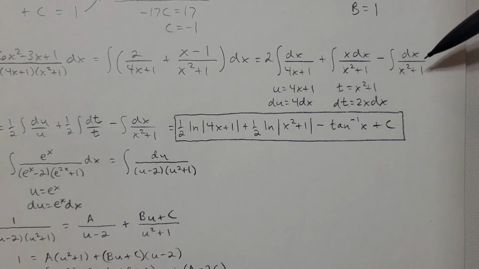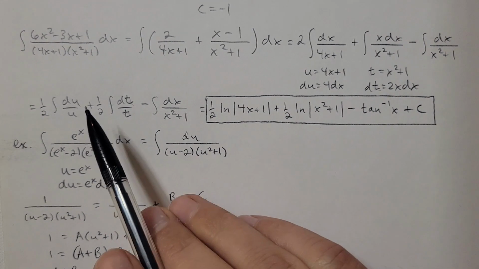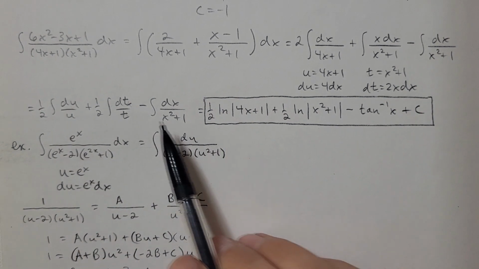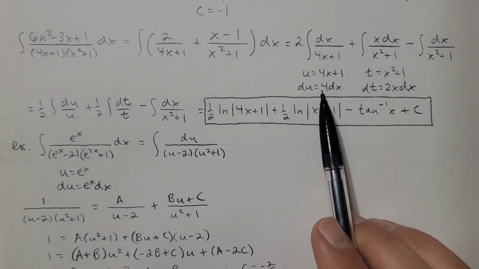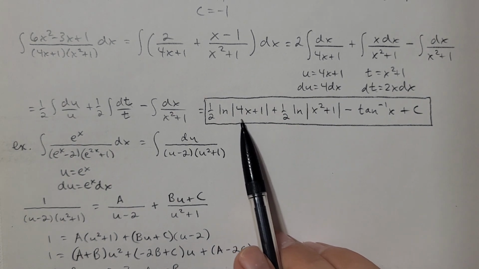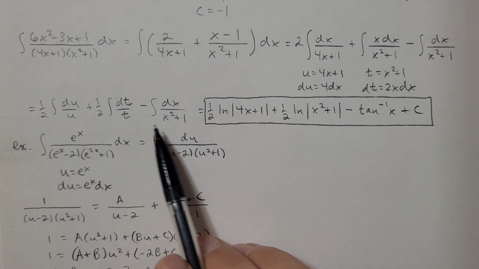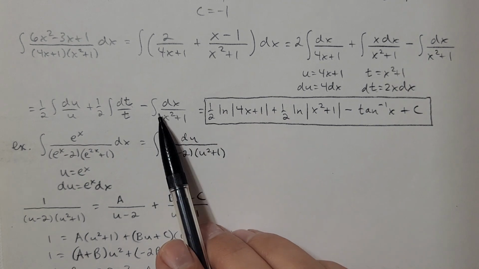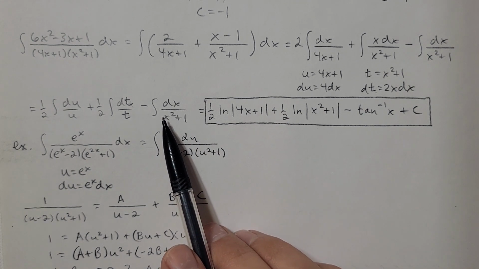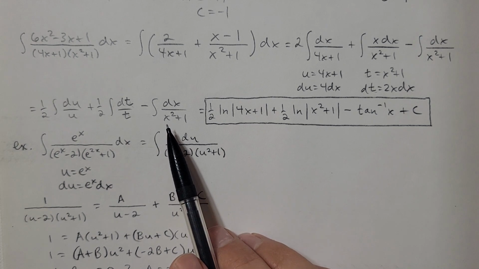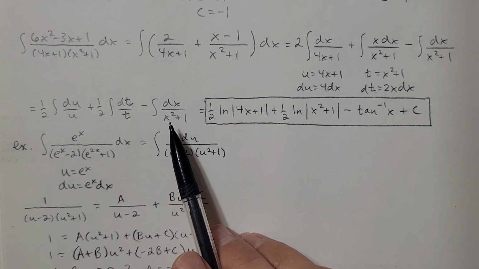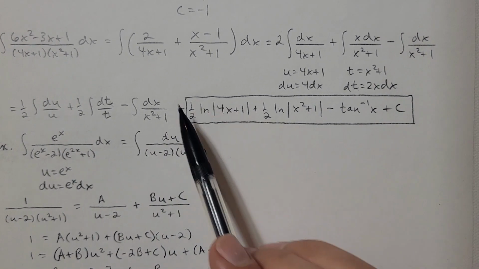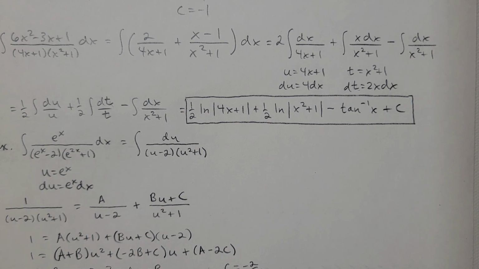And then minus, I'll just keep this third integral as I see it there. So then the answer here will be 1/2 times the ln of the absolute value of u. U is 4x plus 1, plus 1/2 times the ln of the absolute value of t. T is x squared plus 1, minus tangent inverse of x. So the derivative of tangent inverse of x is 1 over x squared plus 1. Okay, and then plus a constant. So this here would be the answer. Okay, fun stuff, right?